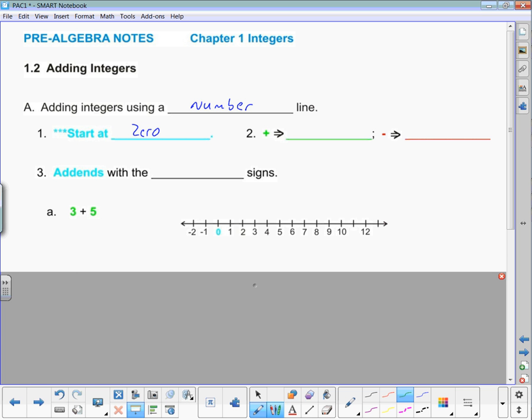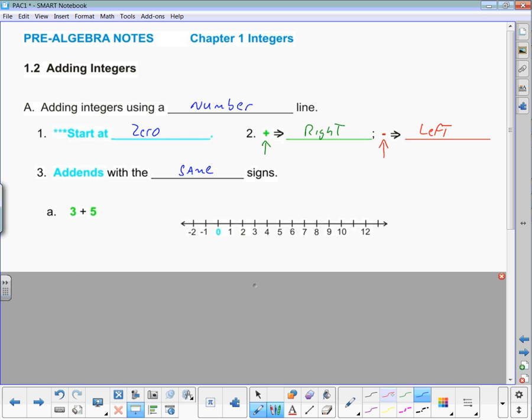It's also important that you understand that when you have a plus sign or a positive number, then you're always moving to the right. Positive is right. And then when you have a negative sign, a negative number, you're always moving to the left. So positives move right, negatives move left. Pretty simplistic. All right, first off, let's take a look at the aspect of addends. That just means numbers. Addends, numbers with the same signs.